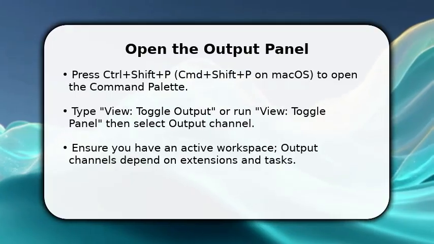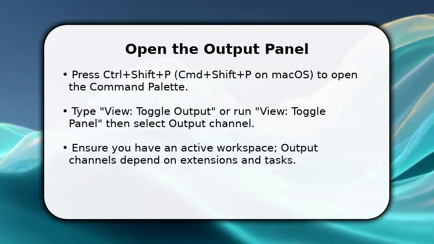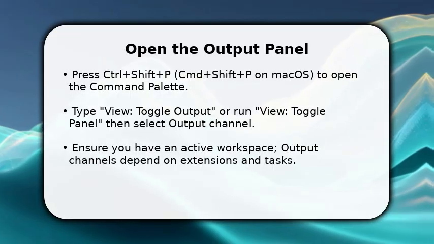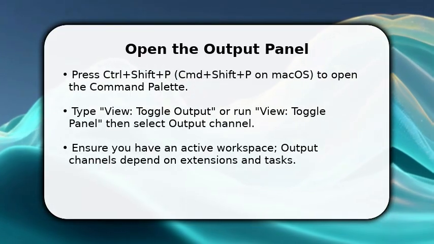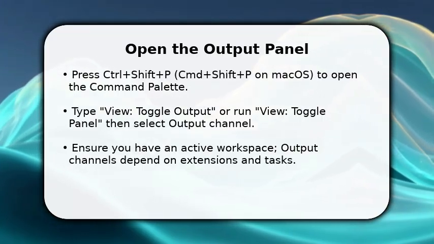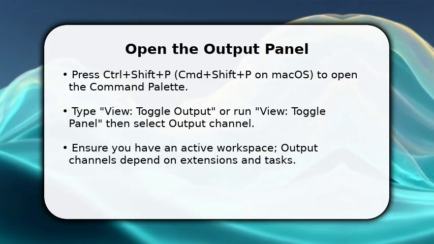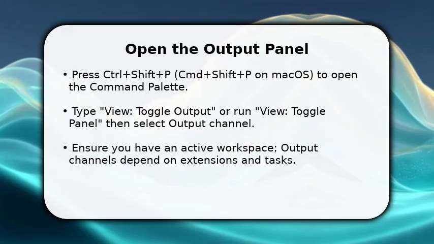You start by opening the command palette with Ctrl+Shift+P or CMD+Shift+P. Once done, type View, toggle Output, or toggle the panel and switch the tab to Output. You do this because the Output panel aggregates logs and extension messages that the integrated terminal does not. Make sure a workspace is loaded so channels appear.